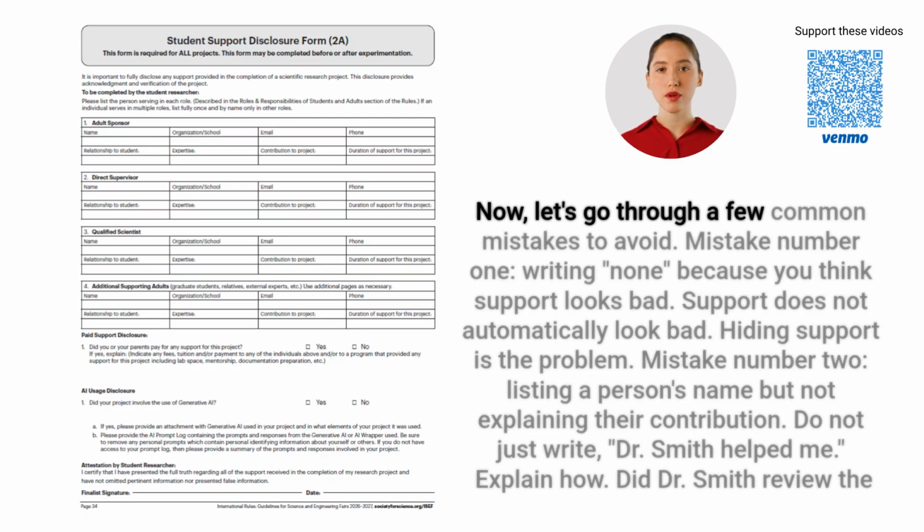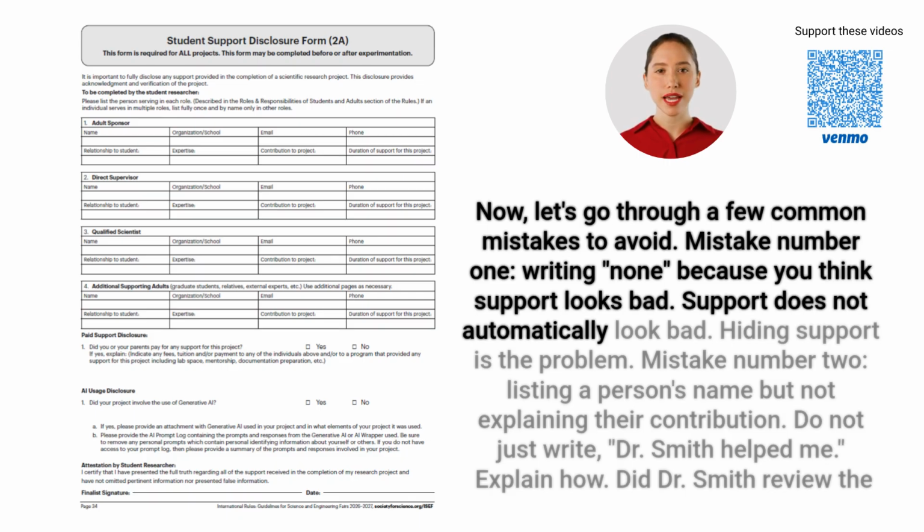Now, let's go through a few common mistakes to avoid. Mistake number 1, writing none because you think support looks bad. Support does not automatically look bad. Hiding support is the problem.